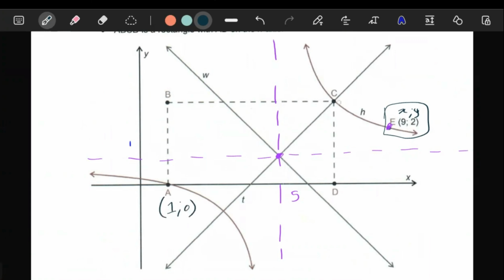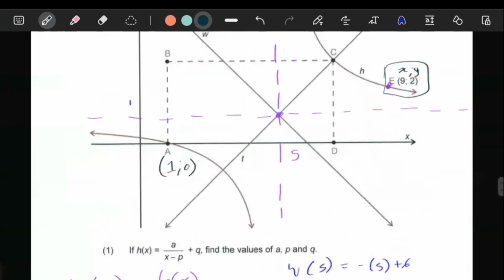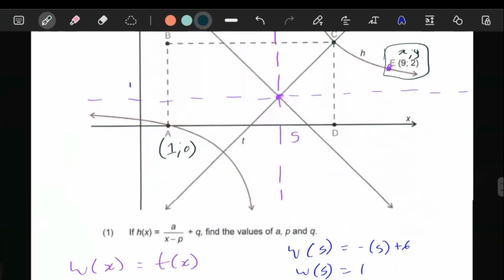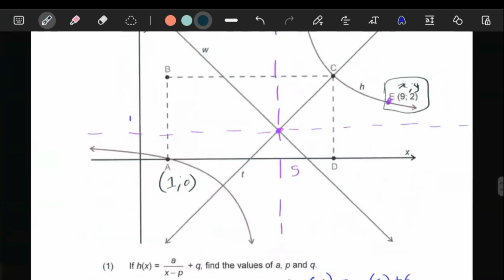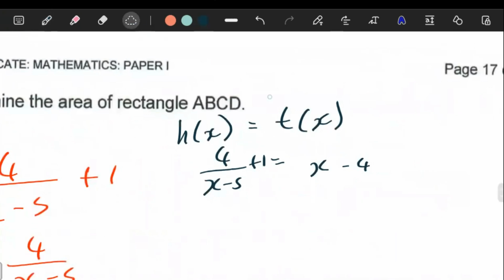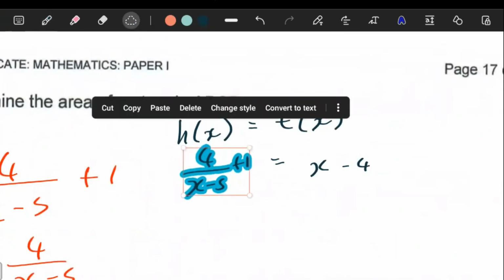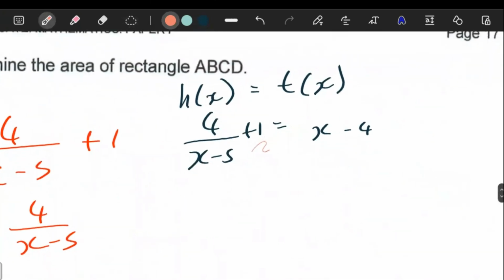So that's useful. To get the coordinate of C, you're going to equate G to the one with the positive gradient, which is T. So this is 4 over x minus 5 plus 1, equal to x minus 4. Okay, let's move everything to one side. Let's take the 1 to the other side first. You'll see why: negative 4 minus the 1 will be negative 5.